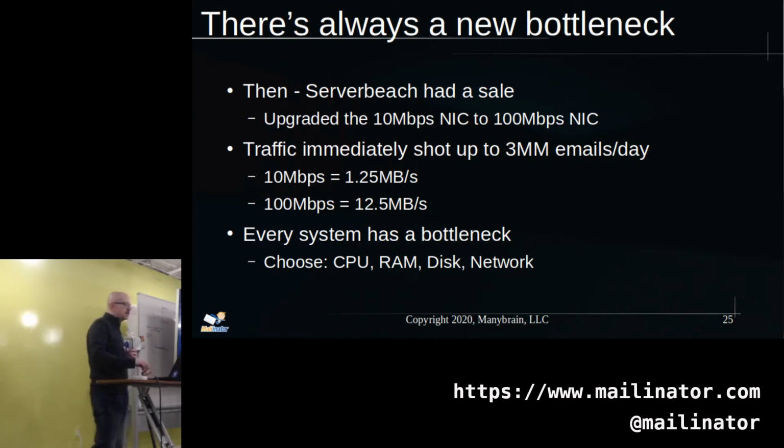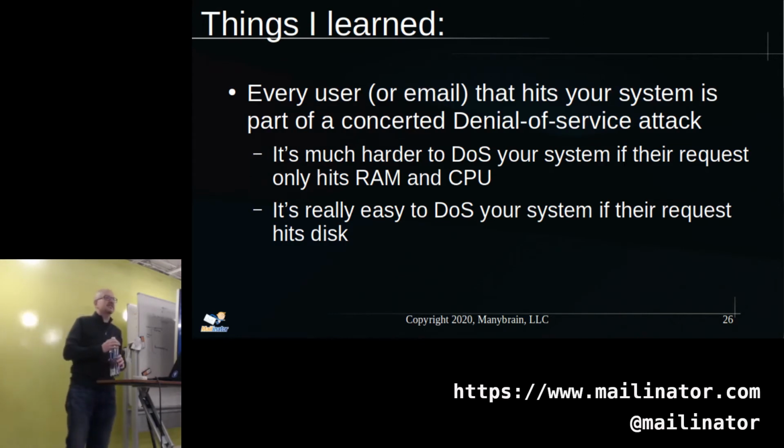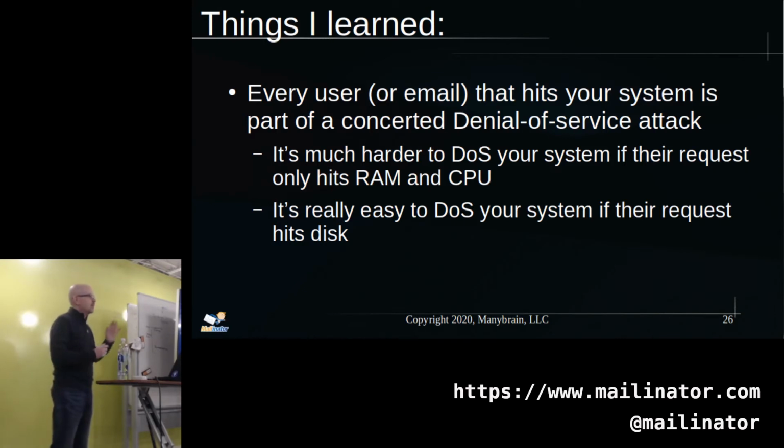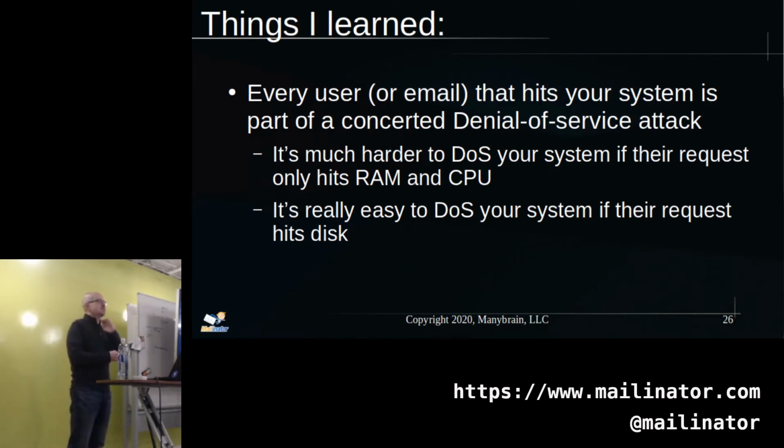Okay, so things I learned. Every user or email that hits your system is part of a concerted denial of service attack. If you have a website and a user comes in, they are using some of your bandwidth, some of your CPU, some of your RAM. If you hit your database because they hit your website, they're using some of your disk, right? At my last startup, I had all my engineers pledge that they promised to say they're sorry to all the users every time they hit the database. Because they can get so much done with CPU and RAM. So hit the database when you need to, but respect it, because it's orders of magnitude slower than the rest of this stuff.